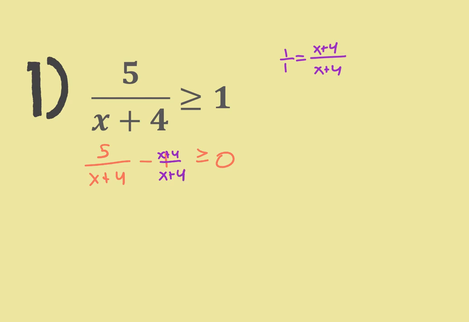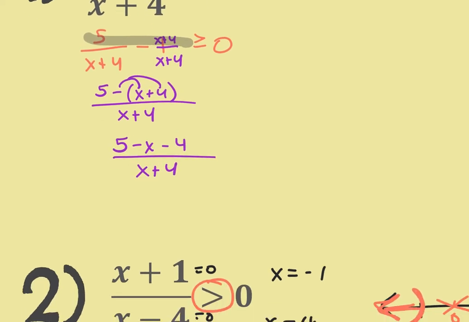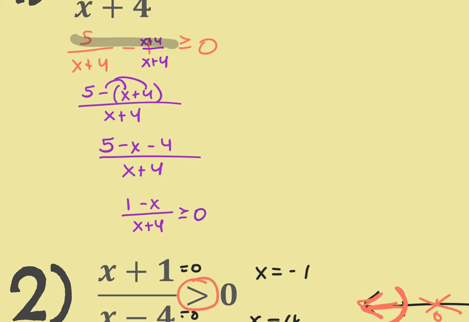Now I combine my numerators, so it's going to be 5 minus (x plus 4), which means that minus is going to both. Minus x plus 4 over x plus 4. That minus goes to both. 5 minus x minus 4 over x plus 4. And I'd get 5 minus 4, which is 1 minus x over x plus 4, or -x plus 1, it's the same thing, is greater than or equal to 0. With me so far? Good.